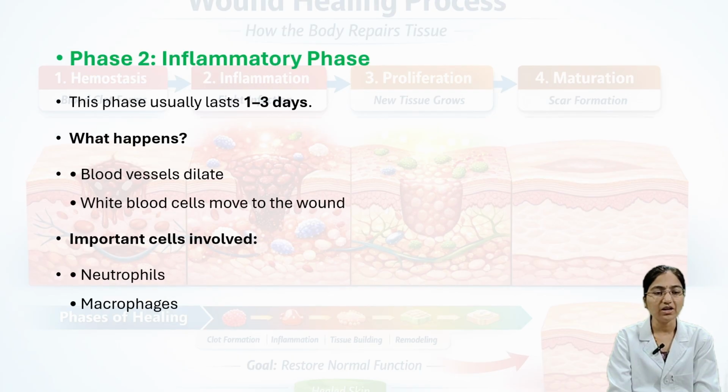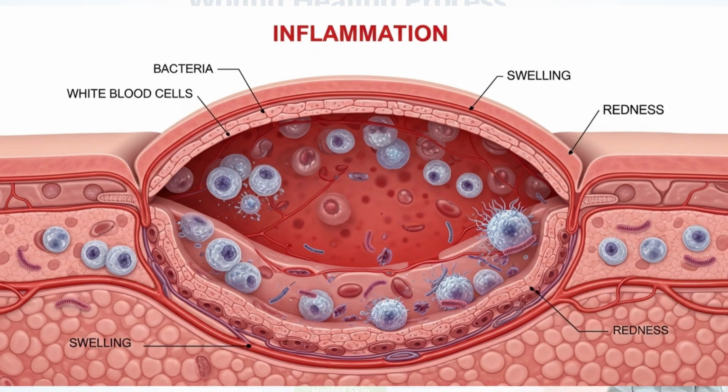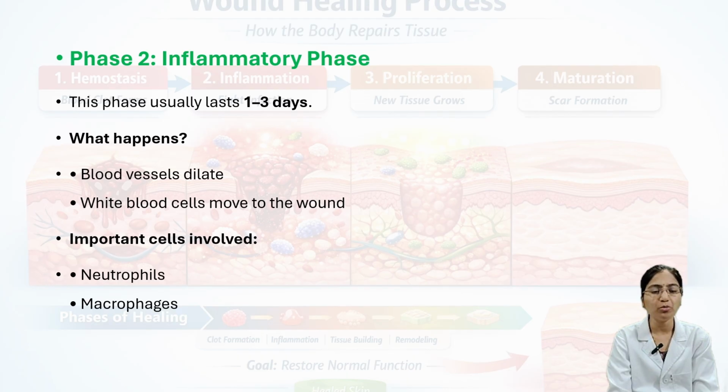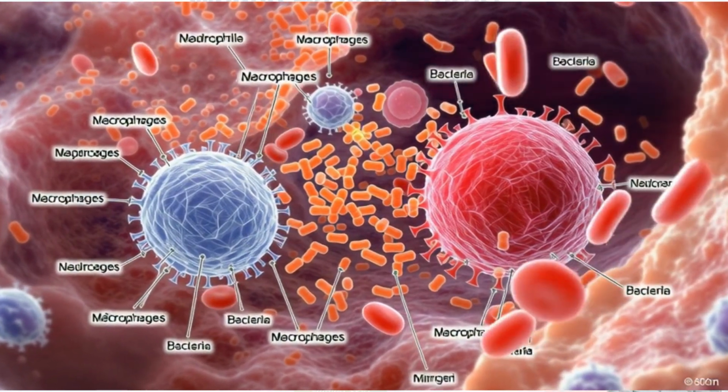Next, we'll see the second phase, that is the inflammatory phase. This phase usually lasts 1 to 3 days. We'll see what happens here. Blood vessels dilate, and then white blood cells move to the wound. The important cells involved in this phase are neutrophils and macrophages.